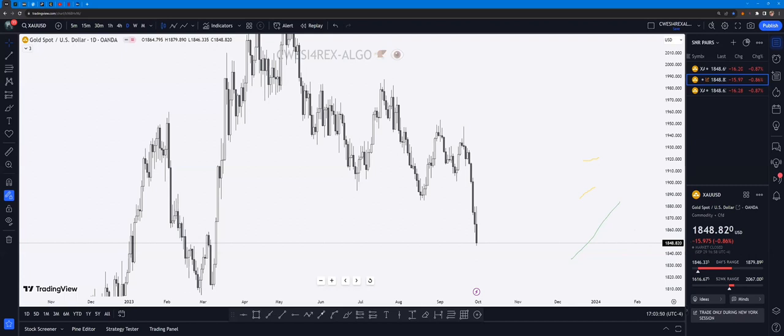Yeah, my stop loss, the maximum I use is 30 pips.